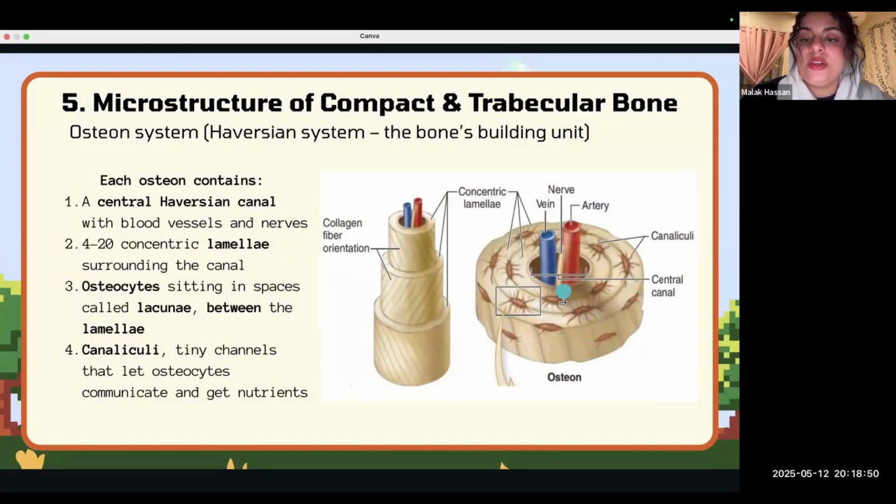And between the lamellae, you're going to have osteocytes. They sit in spaces called lacuna. Remember how we had lacuna in the cartilage? We also have lacuna in the bone. So the osteocytes are going to sit in lacuna between each lamellae. And they're going to form little connections with each other, okay, called canaliculi, which let the osteocytes communicate with each other, and they get nutrients as well.